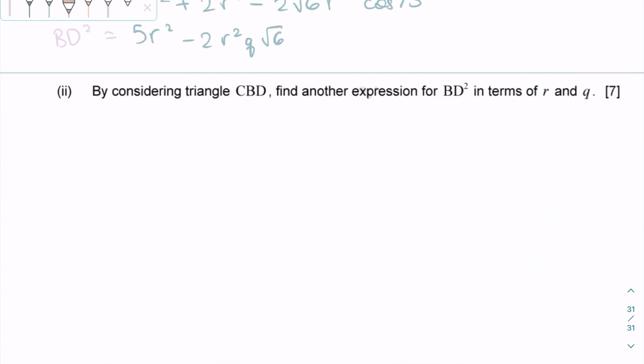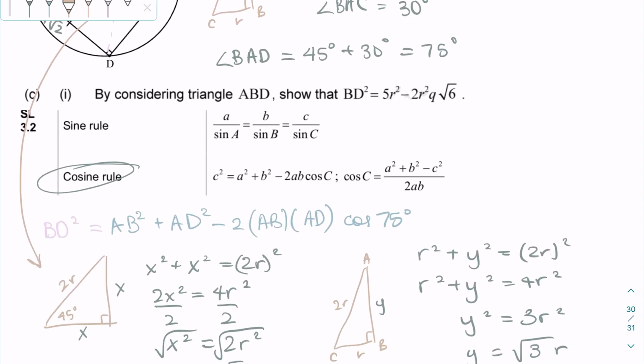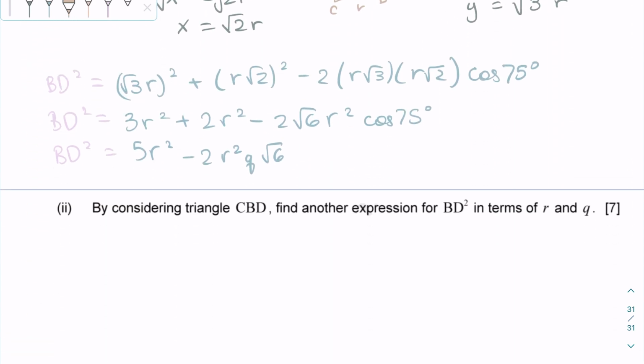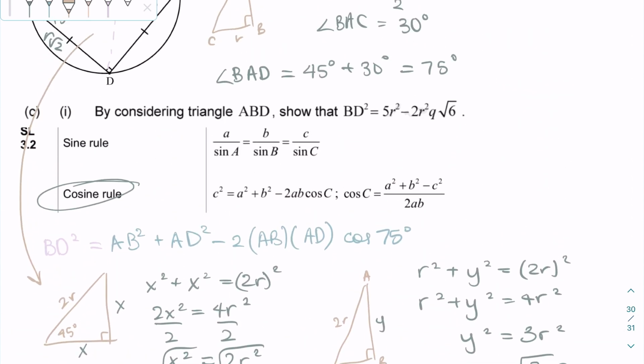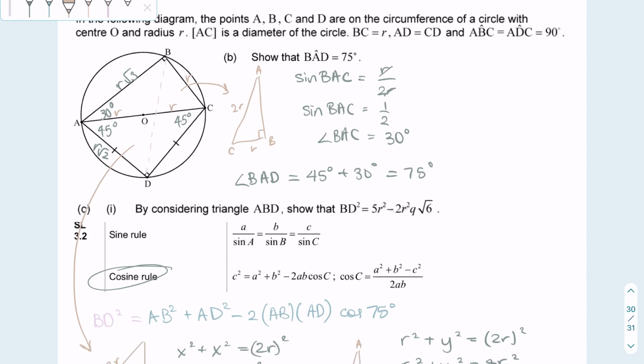Part C II asks to find a different expression for BD squared in terms of r and q when considering the triangle BCD. We can use the cosine rule again. We already know the side BC is r, as this was given to us, and DC is r square root of 2, as it is the same as side AD, which we already found in the previous part.